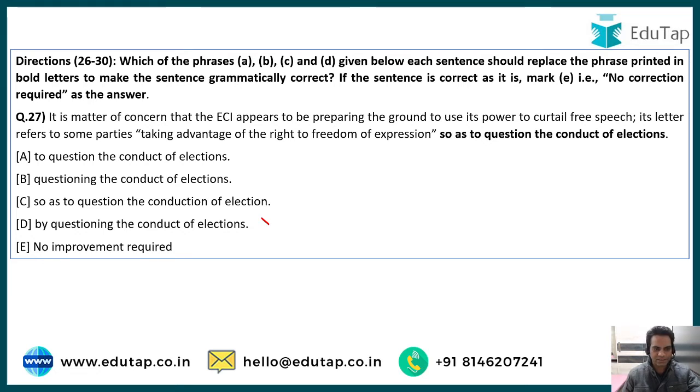Its letter refers to some parties taking advantage of the right to freedom of expression, questioning the conduct of, no. So so as to is absolutely wrong. By questioning the conduct, no, that is wrong. So I think it could be A or B. Let's read it again. Its letter refers to some parties taking advantage of the right to freedom of expression, questioning the conduct, or to question the conduct. It refers to some parties to question the conduct, not questioning the conduct. So it should be option number A, and that is the correct answer here.